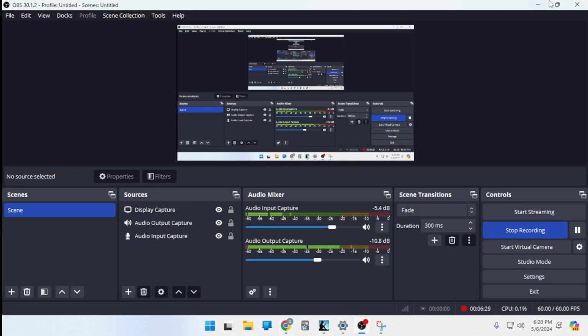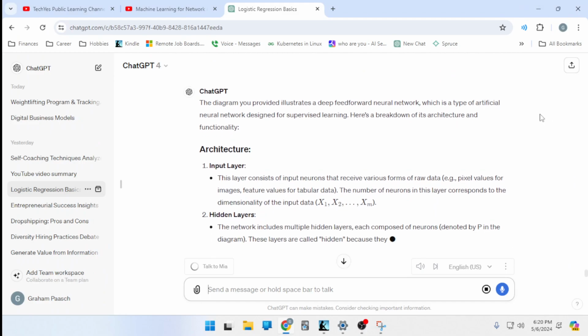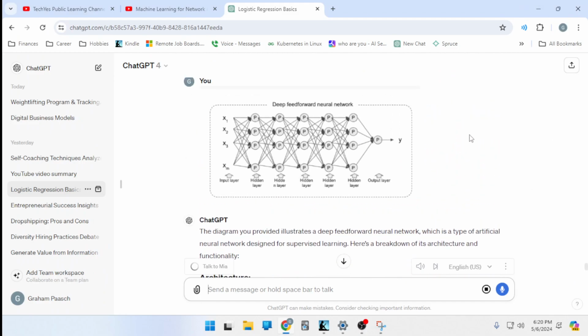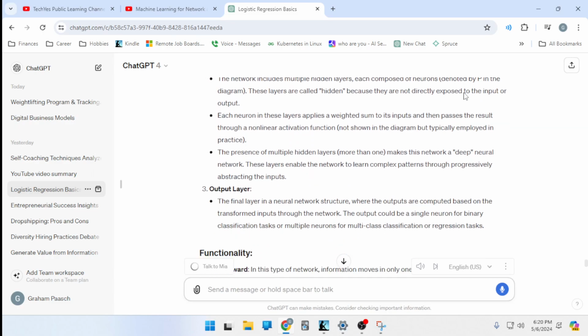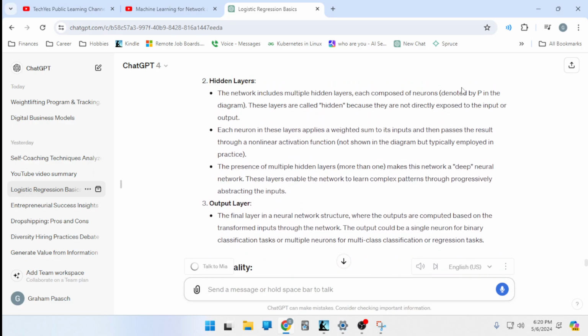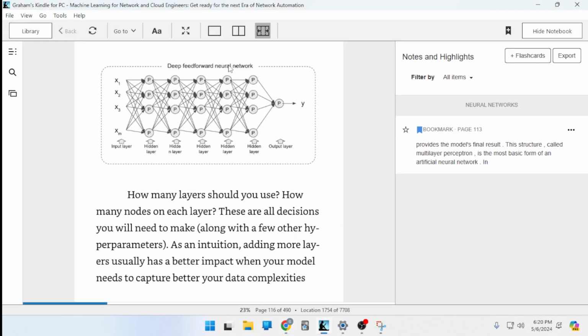The diagram you provided illustrates a deep feed-forward neural network, which is a type of artificial neural network designed for supervised learning. Here's a breakdown of its architecture and functionality. Architecture. Input layer. This layer consists of input neurons that receive various forms of raw data, e.g., pixel values for images, feature values for tabular data. The number of neurons in this layer corresponds to the dimensionality of the input data, x_1, x_2, ..., x_m. Hidden layers. The network includes multiple hidden layers, each composed of neurons denoted by P in the diagram. These layers are called hidden because they are not directly exposed to the input or output.